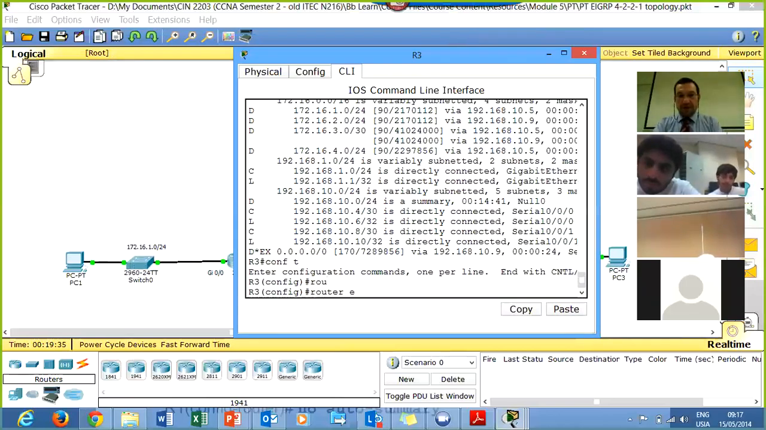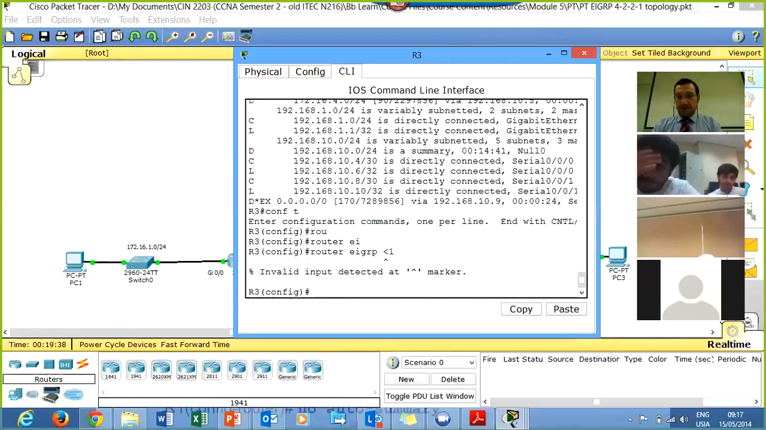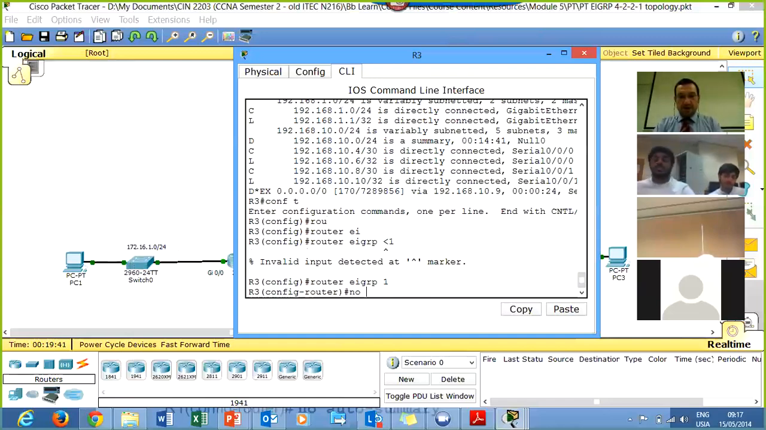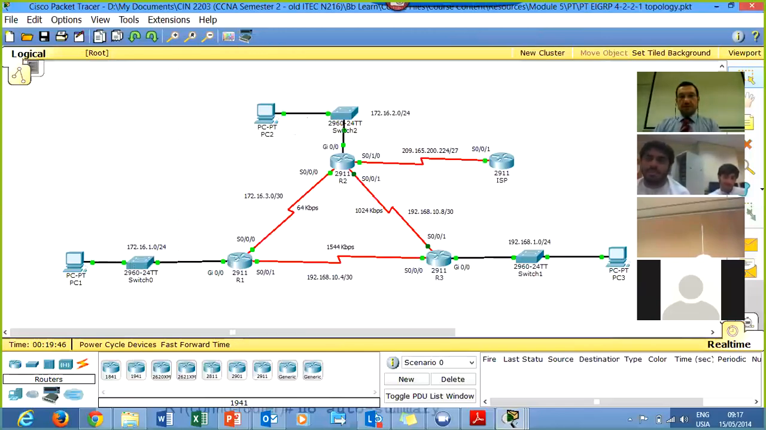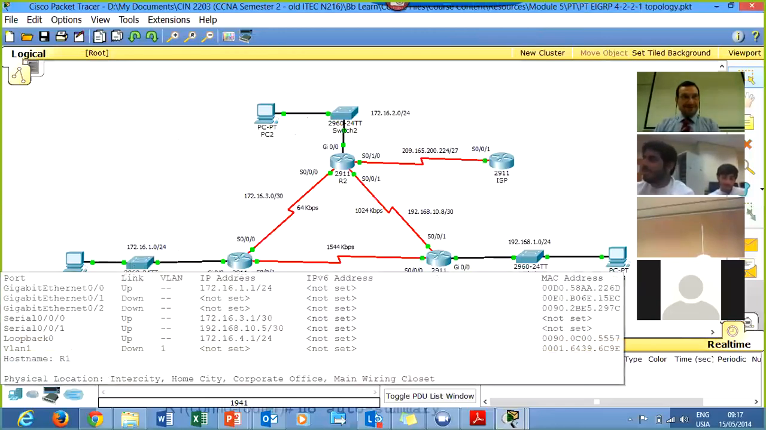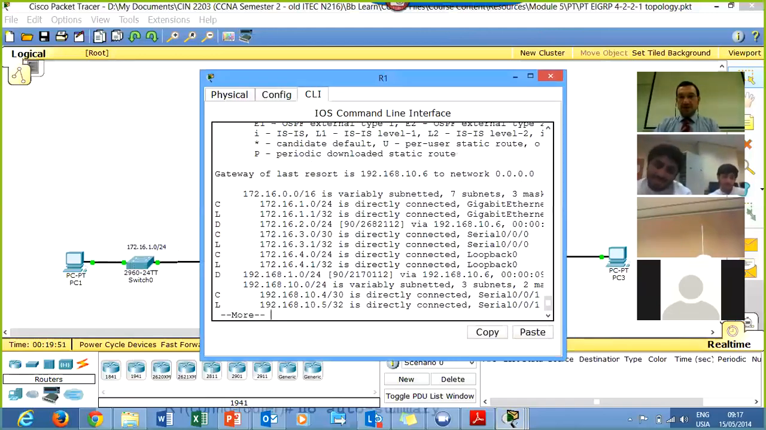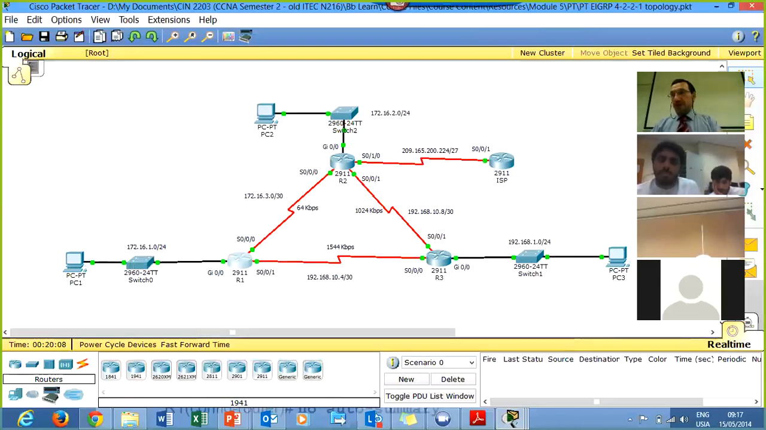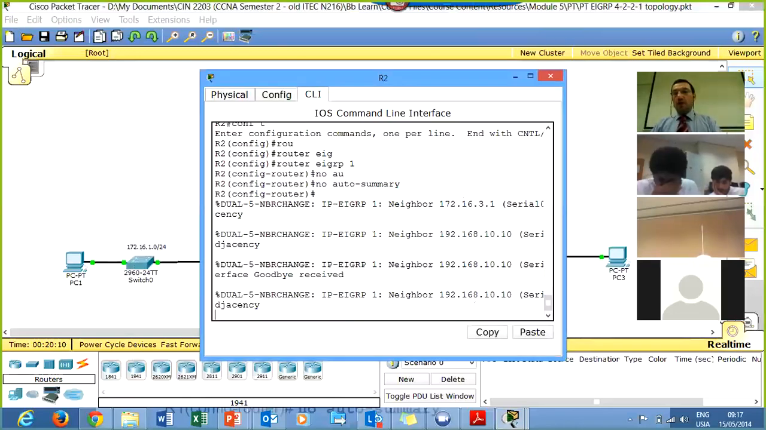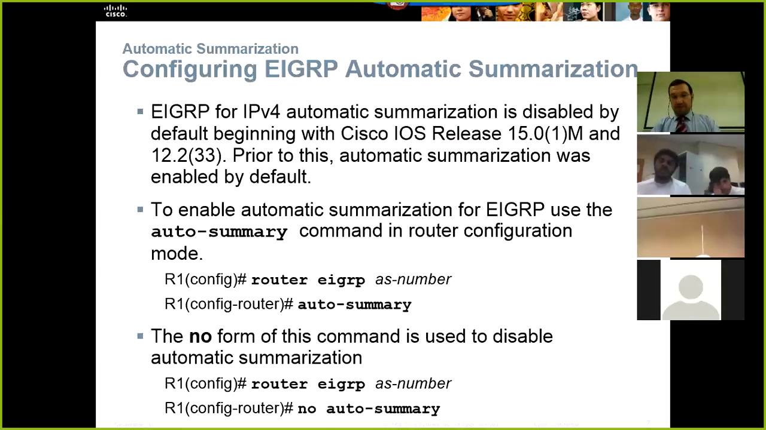So router EIGRP 1, and then auto summary. Okay. So let's have a look at the routing table again. Okay, nothing much has changed, really. Nothing has changed because this problem did not exist for R3 because R3 was already using the correct subnet mask for 1.0. Okay, so anyway, let's go back now and see what we can do sometimes to force summarization manually.